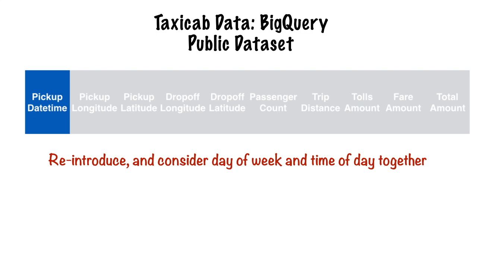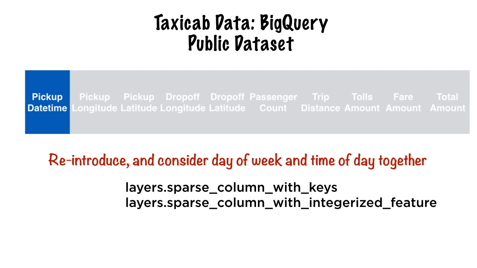Now that we do have the day of the week and the time of the day, we are going to combine these into a crossed column. Before we make use of the crossed column, we are going to discretize those values, making use of a sparse column with keys, that's for the day of the week, and a sparse column with integerized features, that's for the time of the day, that's the hour of the day.